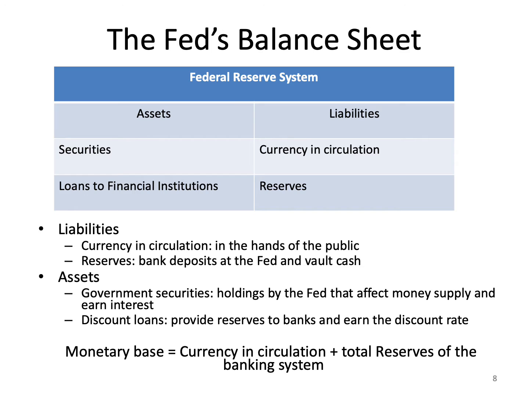So liability is the currency in circulation in the hands of the public. Reserves, the bank deposits at the Fed, reserve and vault cash. Assets, government securities, holdings by the Fed that affect the money supply and earn interest. Discount loans provide reserves to banks and earn a discount rate. So, for example, the Federal Reserve might lend money to a bank in the short term so that it actually tops up its reserves, and the Federal Reserve would earn a discount rate for this money. The monetary base is the currency in circulation plus the total reserves of the banking system.